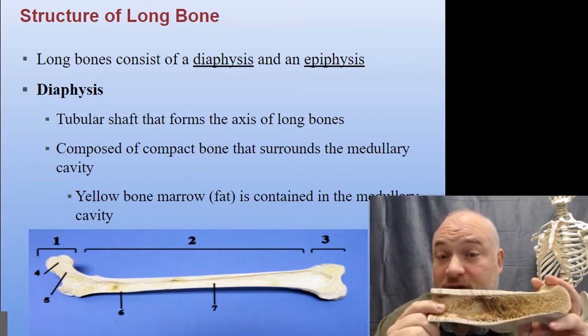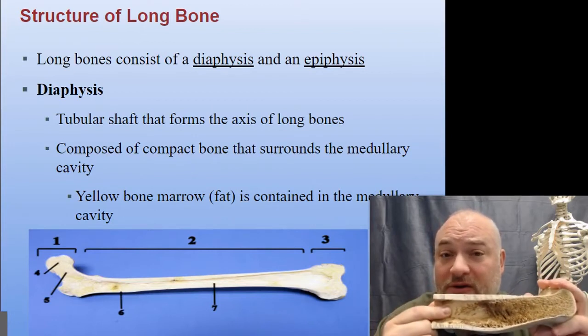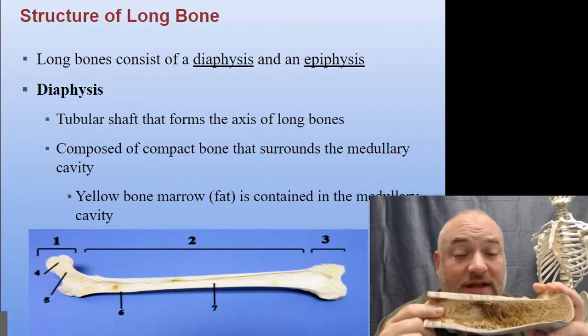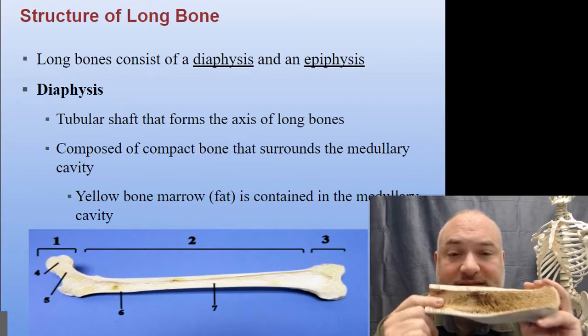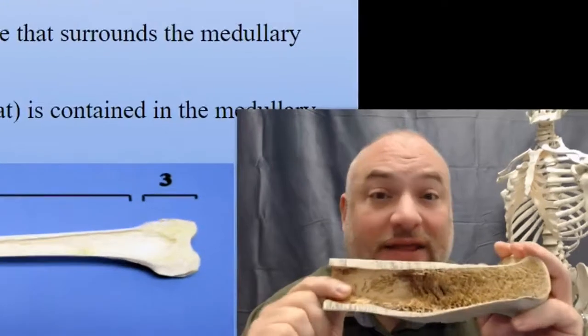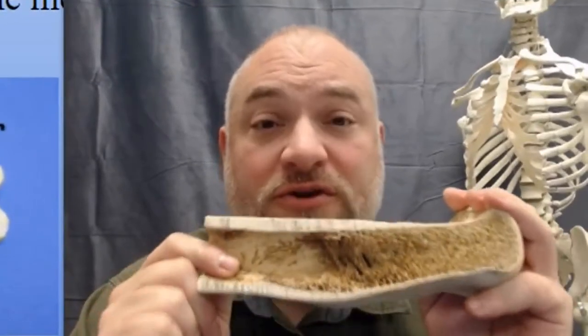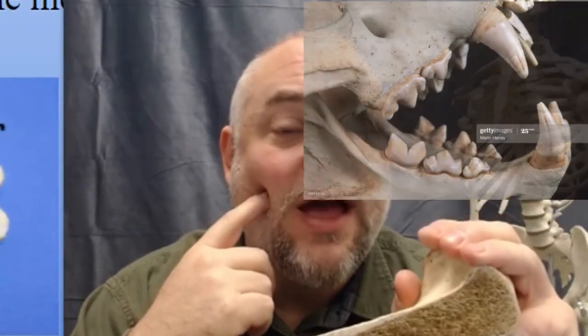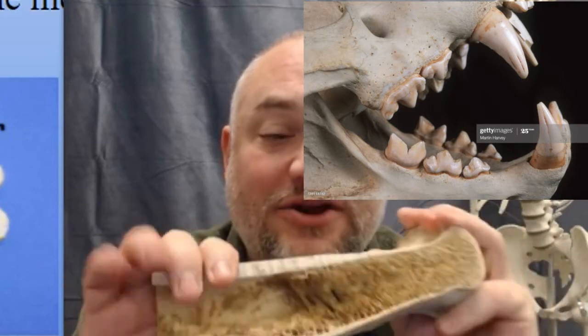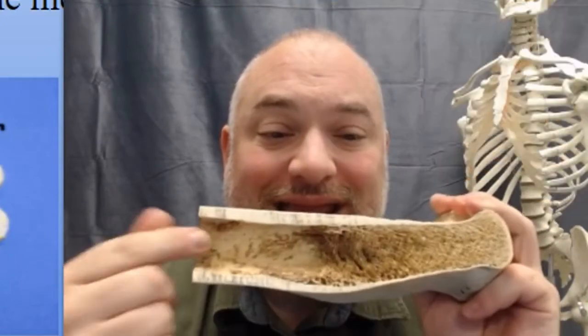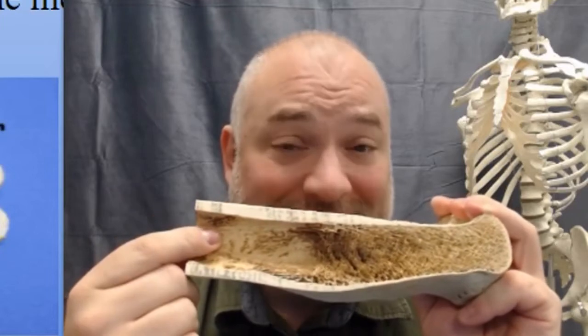When you're an adult, that is yellow marrow. When you're a baby, it's something called red marrow, which is important for making blood cells, which we'll hit later. But this is yellow marrow, which is mainly fat storage. And this is why large carnivores have big molars in the back and a strong bite force, so they can crack into these bones to get to that marrow. That stuff is like candy.